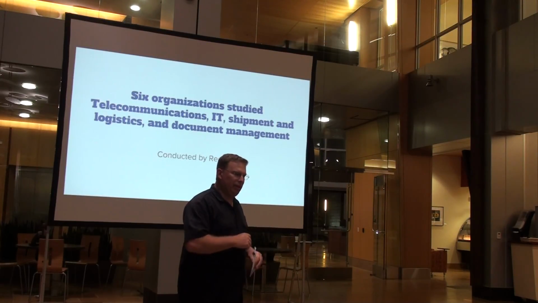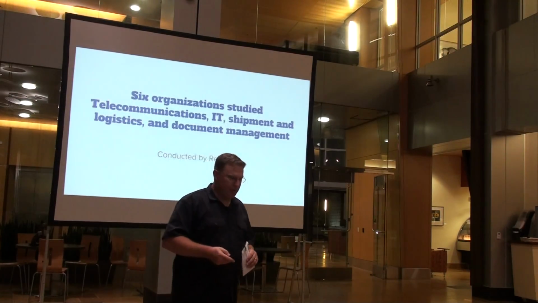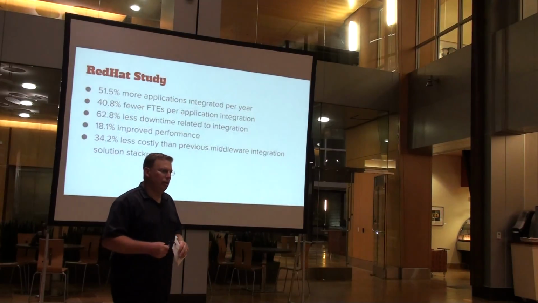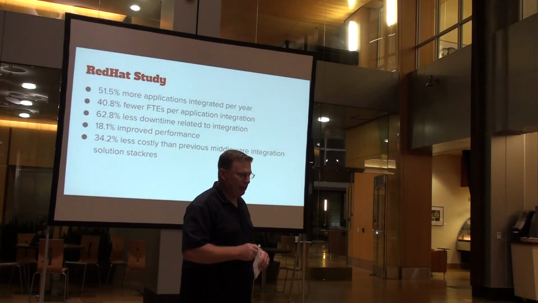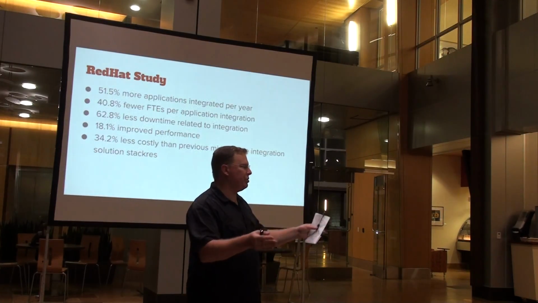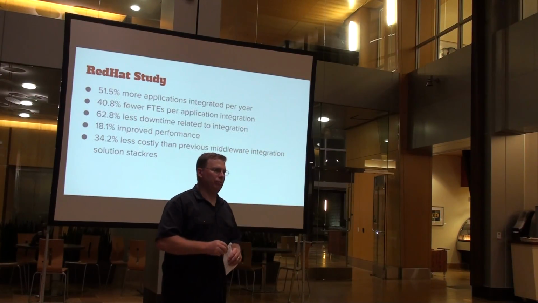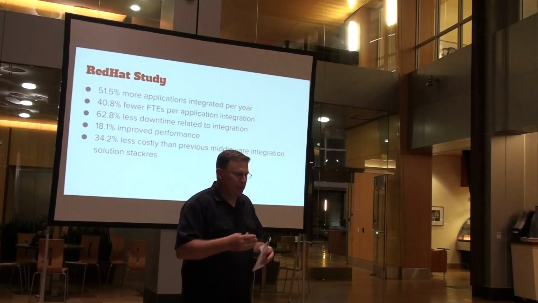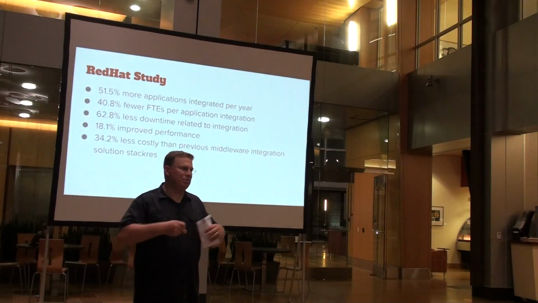Red Hat did a study of 6 different organizations from various industries, from telecommunications, IT, logistics, and document management. What they found from those customers is that they had 51.5% more integrations per year after using Fuse, in this case with Camel. Camel really makes it easy for them to do that. They required 40% less full-time employees, and 62% less downtime in production.